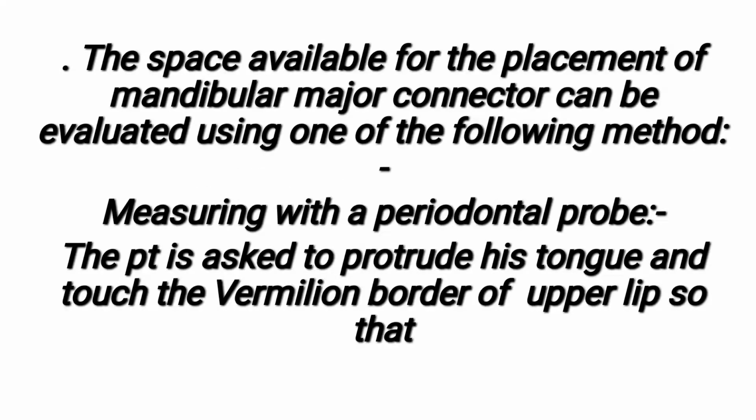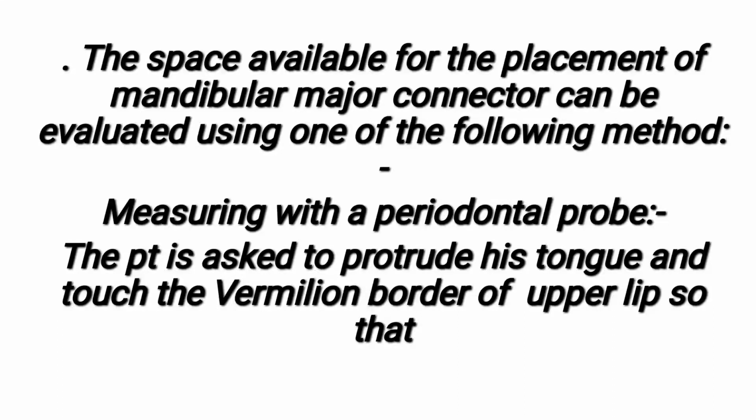The space available for the placement of the mandibular major connector can be evaluated using one of the following methods. Why should this space available be evaluated? Because of the presence of the tongue, presence of the undercut, for proper placement of the mandibular major connector, for proper placement of the removable partial denture. One of the methods is measuring with the periodontal probe.